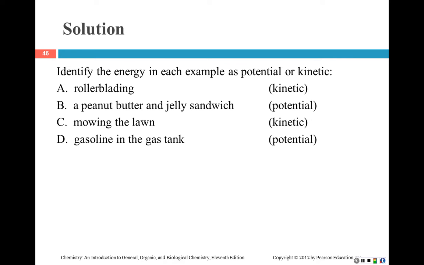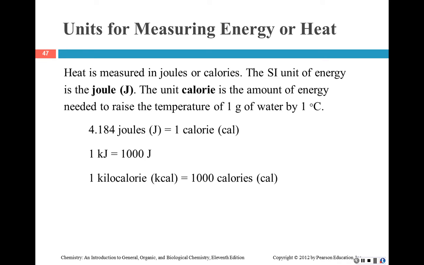Okay, how did you do? Rollerblading, obviously you're using energy, so it's kinetic. Peanut butter and jelly sandwich, well, it's potential until you eat it and convert it to energy. Mowing the lawn obviously takes energy, so that's kinetic. The gasoline in the gas tank is really potential energy until you burn it, and then it releases energy as kinetic energy.